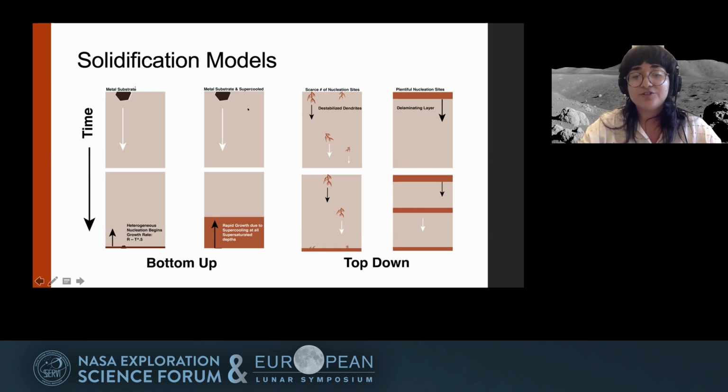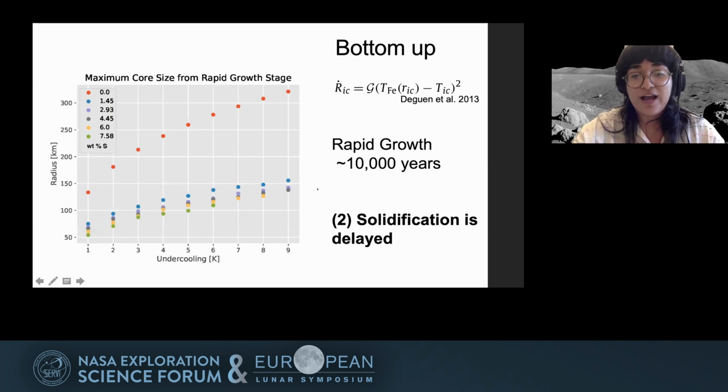And then on the right, we're introducing 2 top-down end members to get at just the possible variety in substrate availability at the CMB. Either could describe a low sulfur supersaturated core or a sulfur-rich core. We have the end member here as scarce nucleation sites where dendrites don't interact with each other and then would sink, and then the other end member being where there's so many nucleation sites that it operates as a delaminating layer.